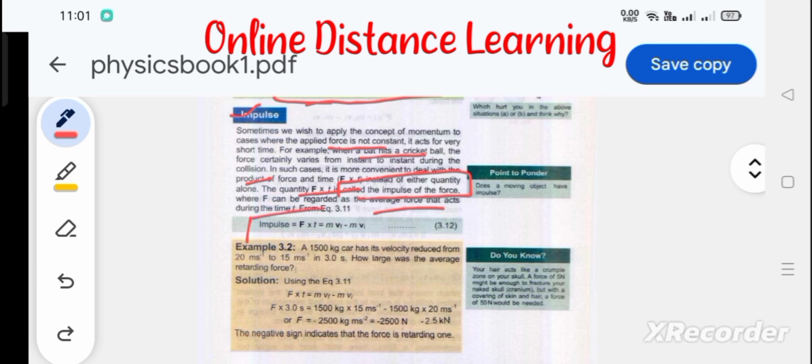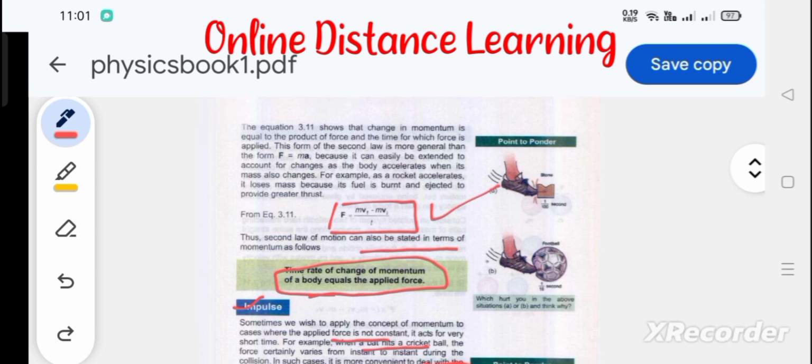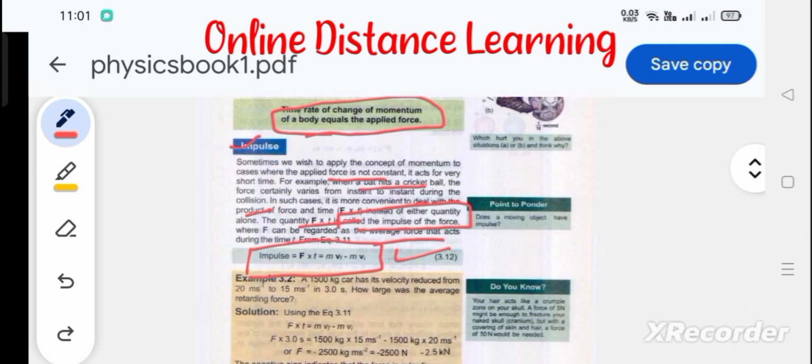Impulse, we can define as F cross t is equal to mVf minus mVi, which we have already seen in this relation. Simply, we have multiplied F cross t, which gives us the value of impulse.